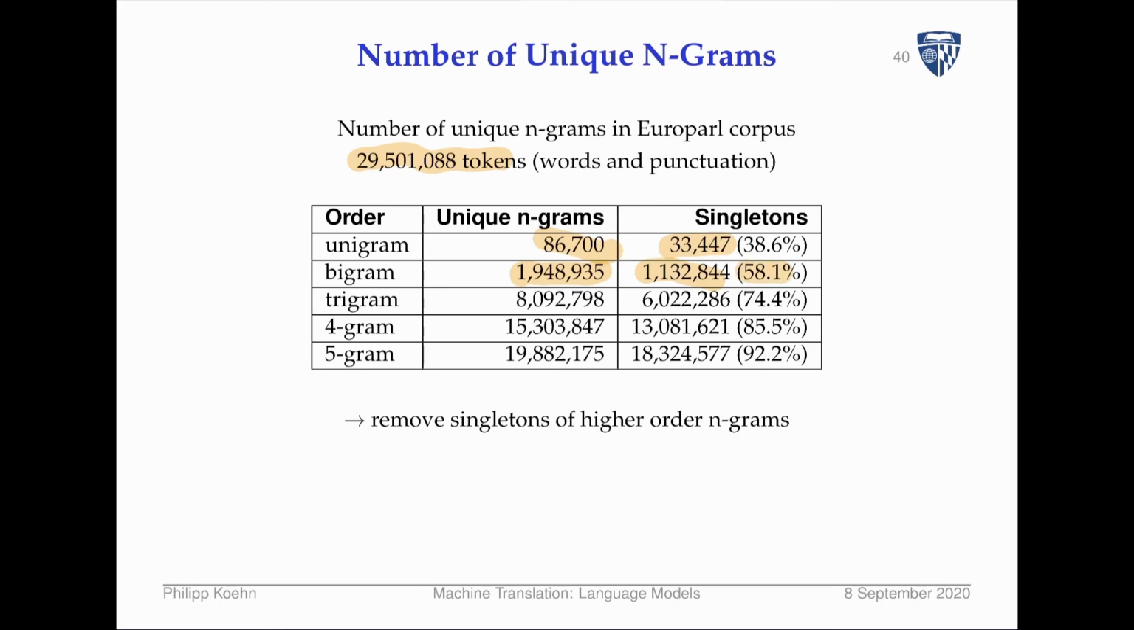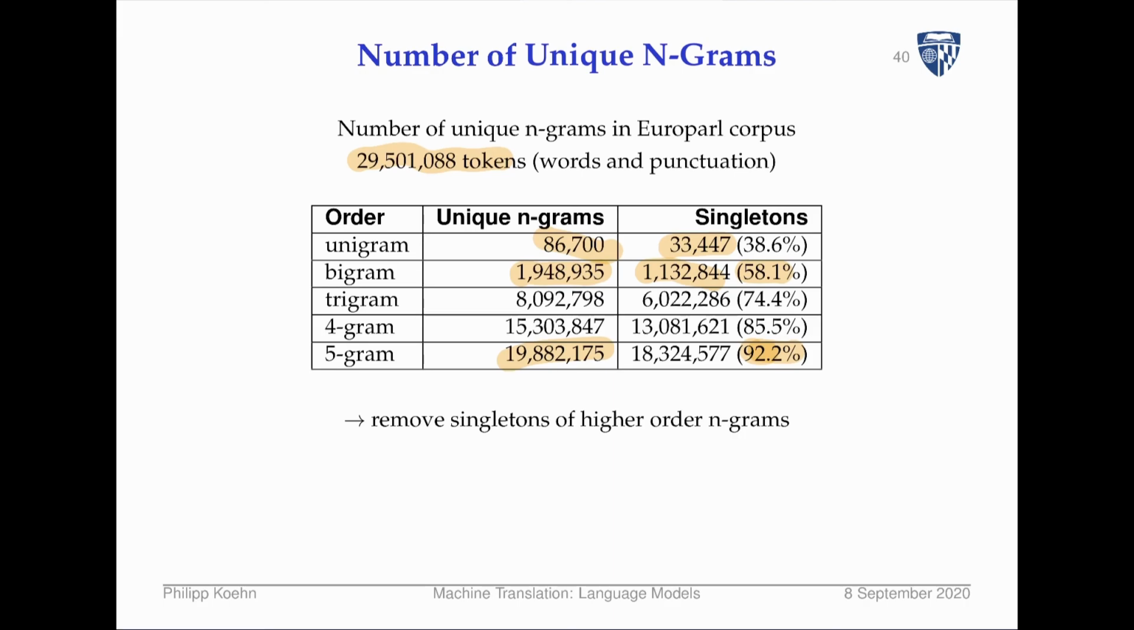And it just gets worse and worse. For 5-grams, this is almost as big as the corpus. The corpus is almost 30 million words, and there are almost 20 million different 5-grams in there, and the vast majority of them are unseen. This is actually pretty striking when you consider a 5-word sequence. It basically says that if you say a 5-word sequence, there's a good chance that nobody ever said that 5-word sequence before.